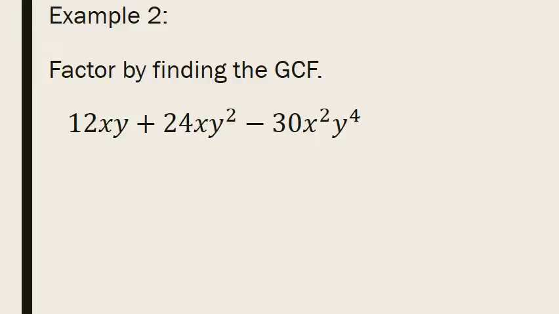Let's look at another example, example 2. Now we've got 3 terms here. We've got a trinomial. So the first thing we need to do is look at our coefficients and find the largest factor that goes into all of those numbers. Okay, 12, 24, and negative 30. And you see the largest number that goes into all of those is 6. And then the next thing you do is you look to see if they all have x's. They all have x's, so you pick the smallest exponent, which would just be x.